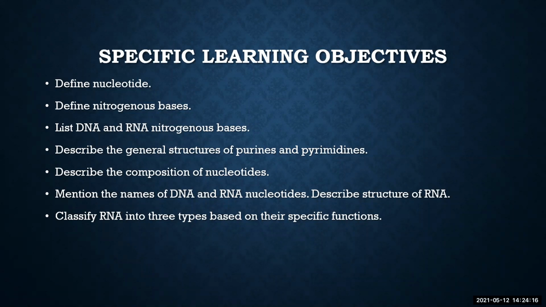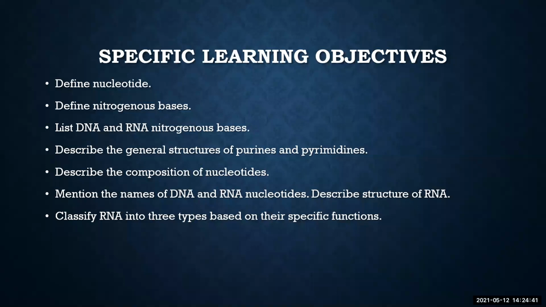And we have to classify RNA into 3 types based on their specific function. Overall, RNA has only one function, but that function is carried out by 3 different types of RNAs. We'll see how this function is subdivided and which RNA will be carrying out that function.